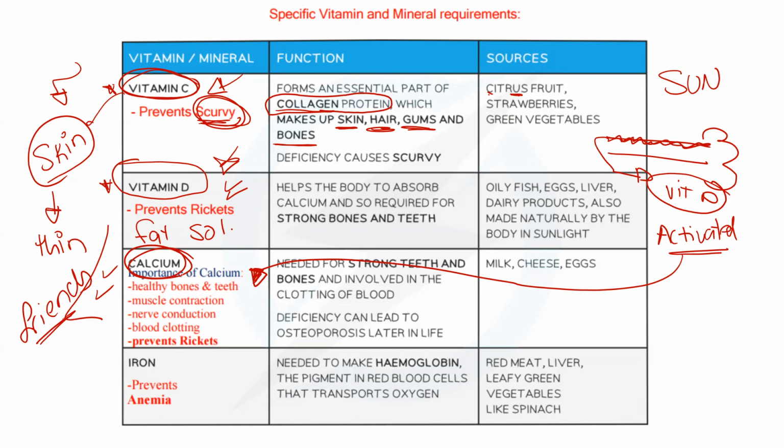Now, calcium. Where is calcium found? Milk. Of course, milk and cheese and eggs. And why is calcium important? It makes the bones and teeth stronger. Very good. Calcium is very important for healthy bones and healthy teeth. But also calcium is important for other things that you need to memorize.